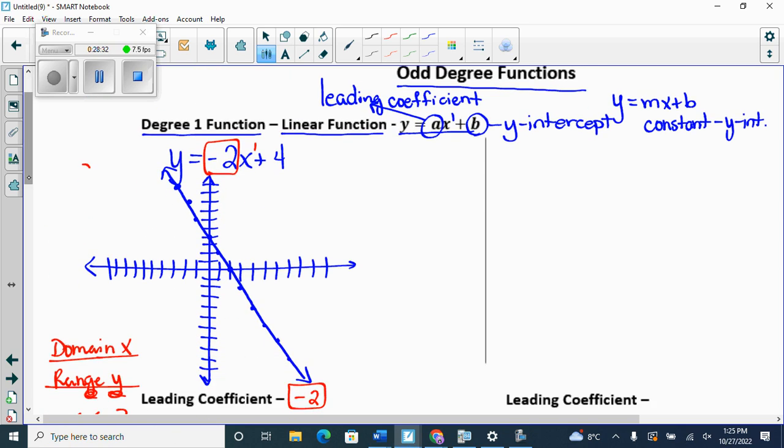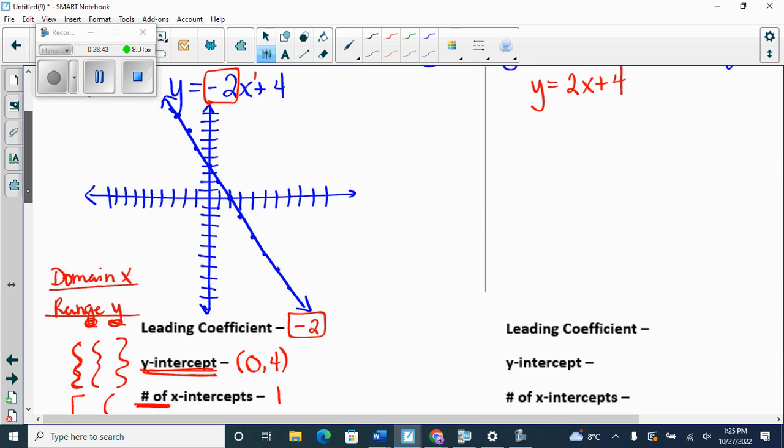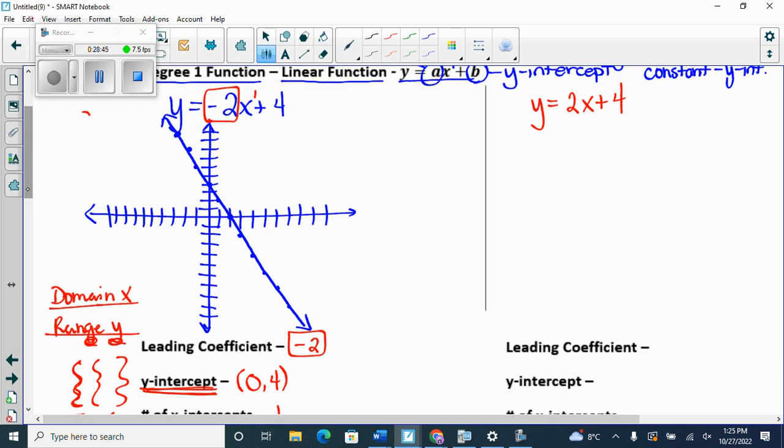Now I want you to type this one in. y equals 2x plus 4. And I want you to graph it and answer the questions below. Graph it and answer the questions below. You've got 2 minutes.